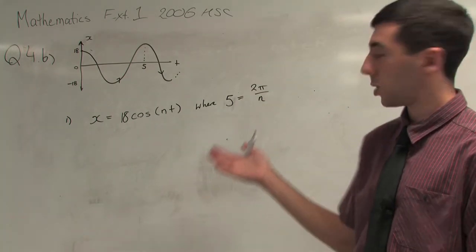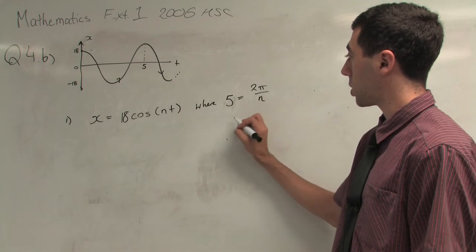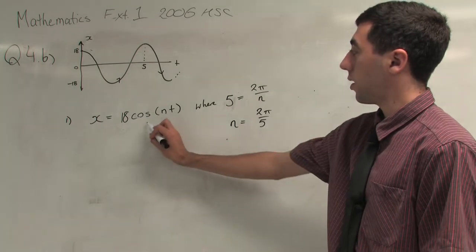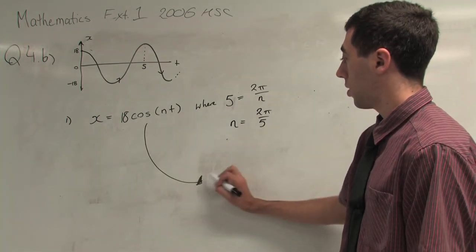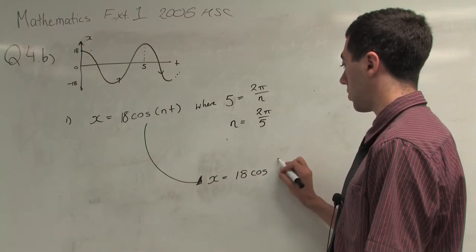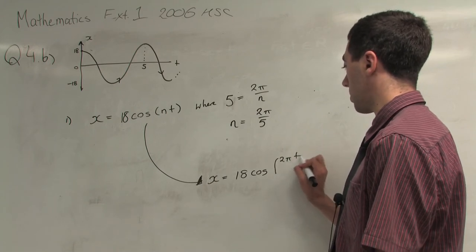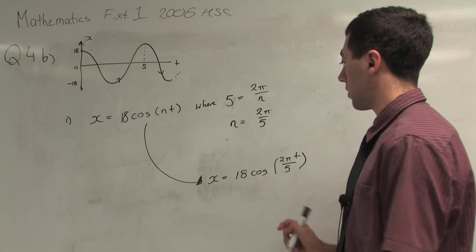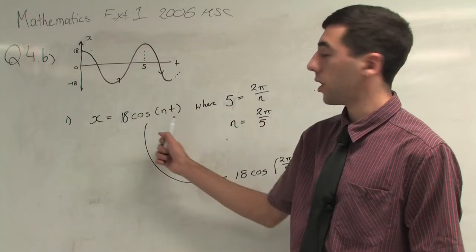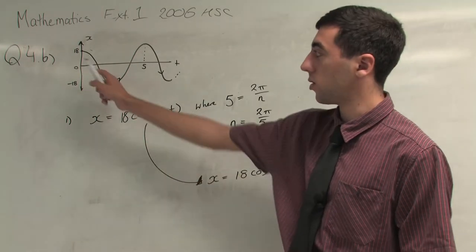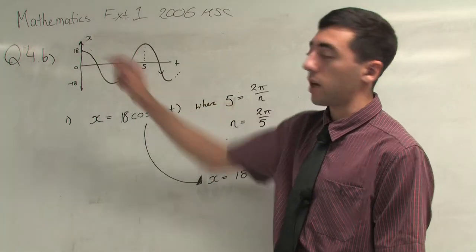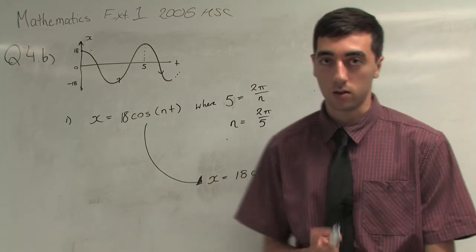Now we just need to make n the subject, which is rather easy. We just interchange those two values, so we get n is equal to 2 pi over 5. And now, if we bring it down here, we have x is equal to 18 cos, now replacing n with 2 pi over 5, and we'll put t up the top, and that is the equation for part 1. Now, you might be wondering why I chose cos. Well, if it was sine to start with, sine of 0 is equal to 0, so it would actually start here. But since cos of 0 is equal to 1, it begins at 18 as it's supposed to. So that's why I selected cos instead of sine.